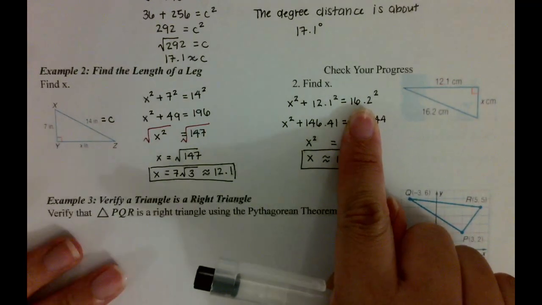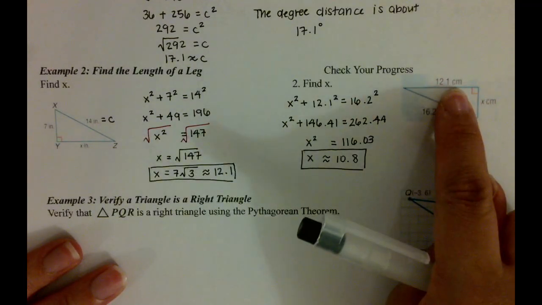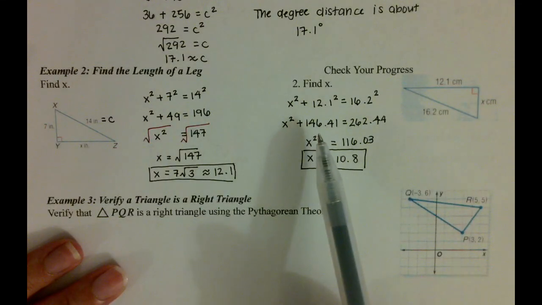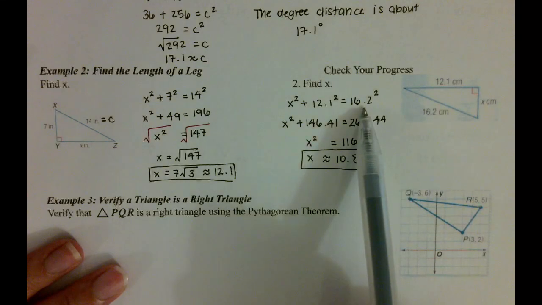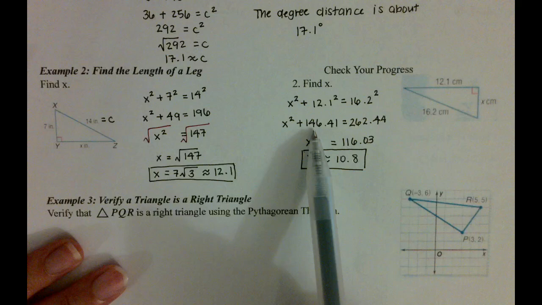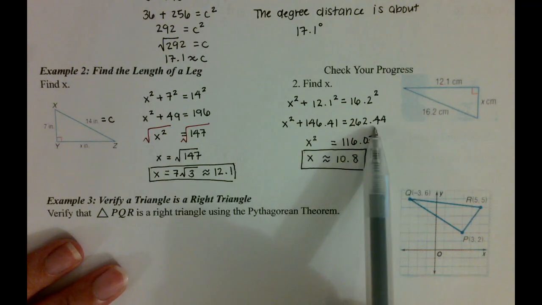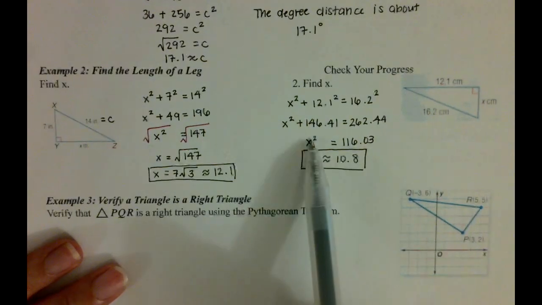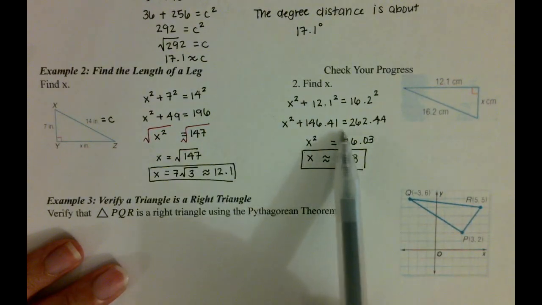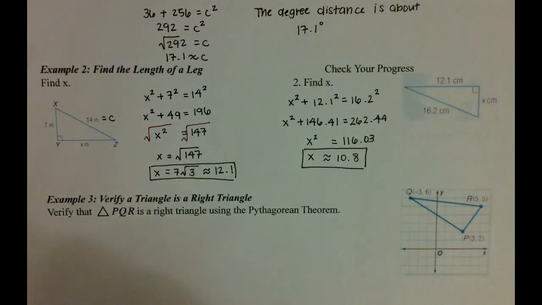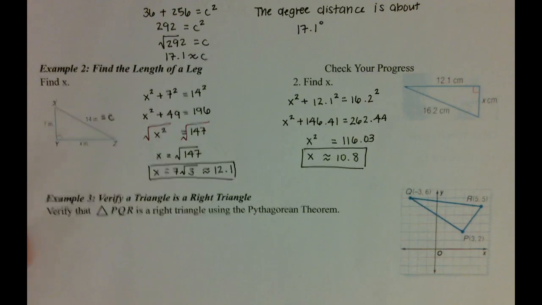Then it's x squared plus 12.1 squared equals 16.2 squared. 12.1 squared is 146.41. 16.2 squared is 262.44. Then I'm going to get rid of the 146.41 by subtracting it on both sides. That gives me 116.03. Last, I'm going to get rid of the square by doing the opposite, which is square rooting, and that gives me approximately 10.8. We're now going to move on to example 3.